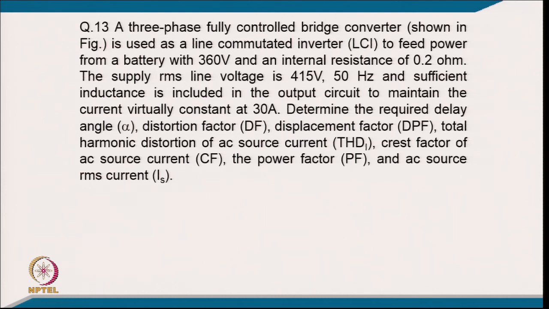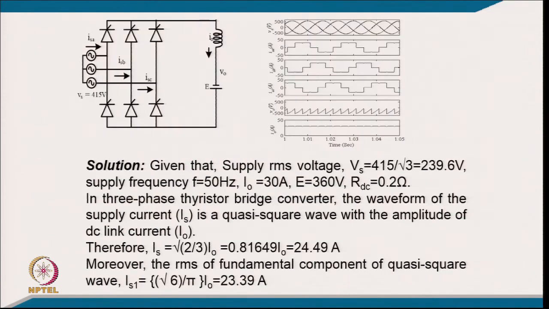Coming to another numerical example, number 13. A 3-phase fully controlled bridge converter, shown here, is used as a line commutated inverter to feed power from a battery with 360 volt and an internal resistance of 0.2 ohm. The supply RMS line voltage is 415 volt, 50 hertz, and sufficient inductance is included in the output circuit to maintain the current virtually constant at 30 ampere. Determine the required delay angle alpha, distortion factor, displacement factor, harmonic distortion of AC mains current, crest factor, power factor, and AC RMS current.